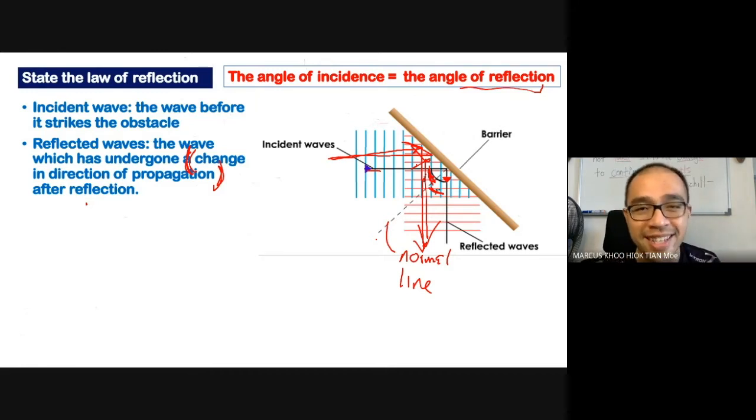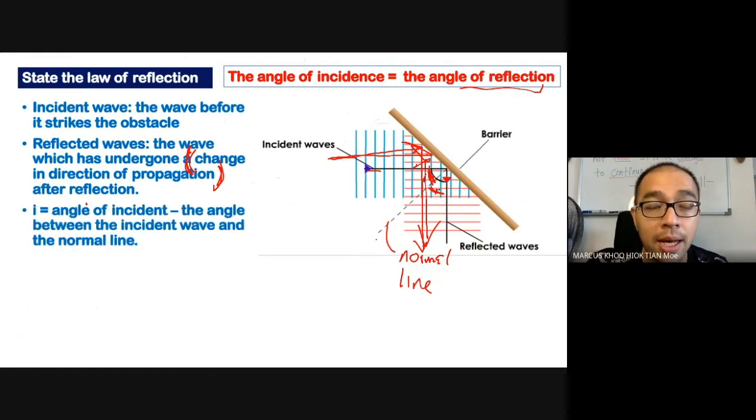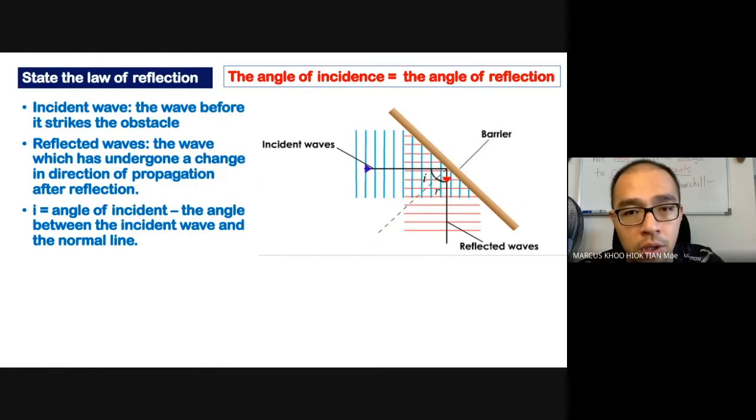That's called nonsense. After it hits, it must reflect. So incident wave, reflected wave. Before reflection is called incident. Before any phenomena, actually, for that matter, it's called incident wave. After the reflection is called a reflected wave. I is the angle of incidence, which is the angle between the incident wave and the normal line. So this dotted line over here that you see is called a normal line. Now, one thing to note, and if you have this in your notes, please write this: normal line is perpendicular.